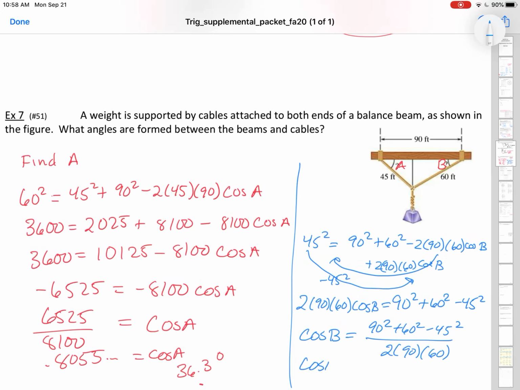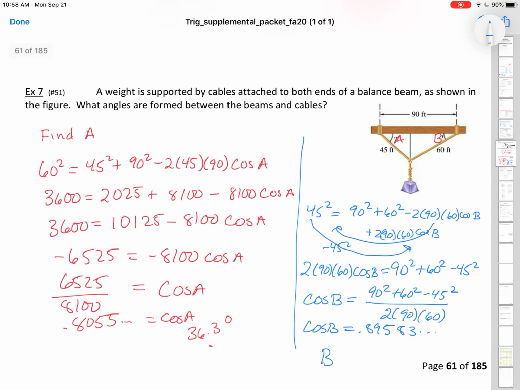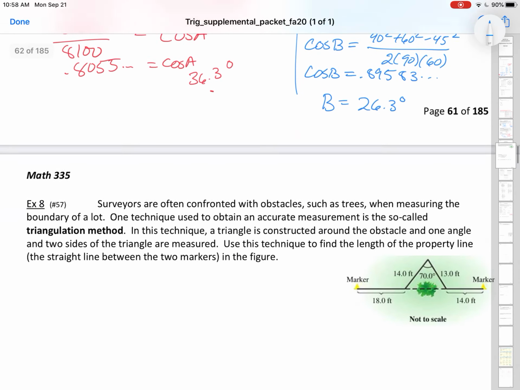And now I'm looking at cosine B, sorry, it looks like a beta, is equal to 0.89583 repeating. And I'm going to just quickly take the cosine inverse of that answer, 26.3 degrees. So B is equal to 26.3 degrees. And so that's what we have. That gives me those angles using the law of cosines, and it works out really nice.